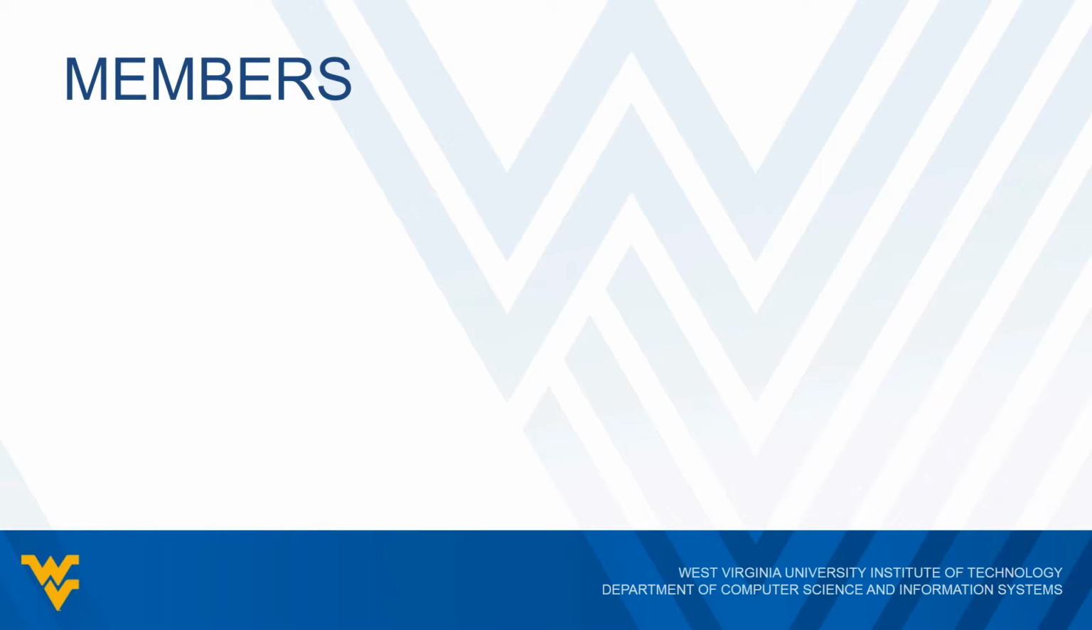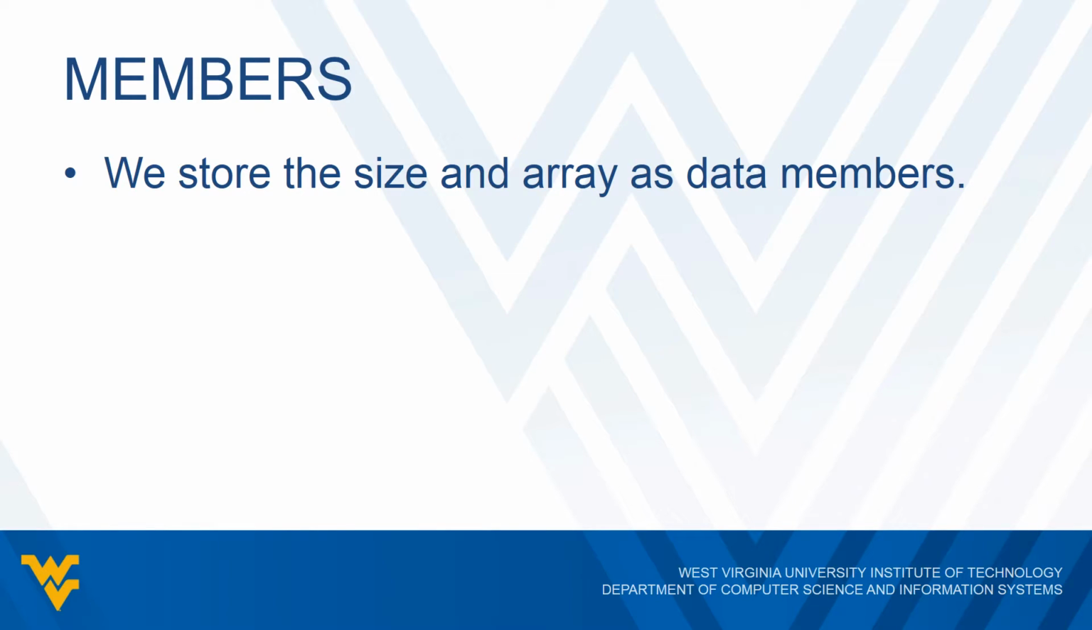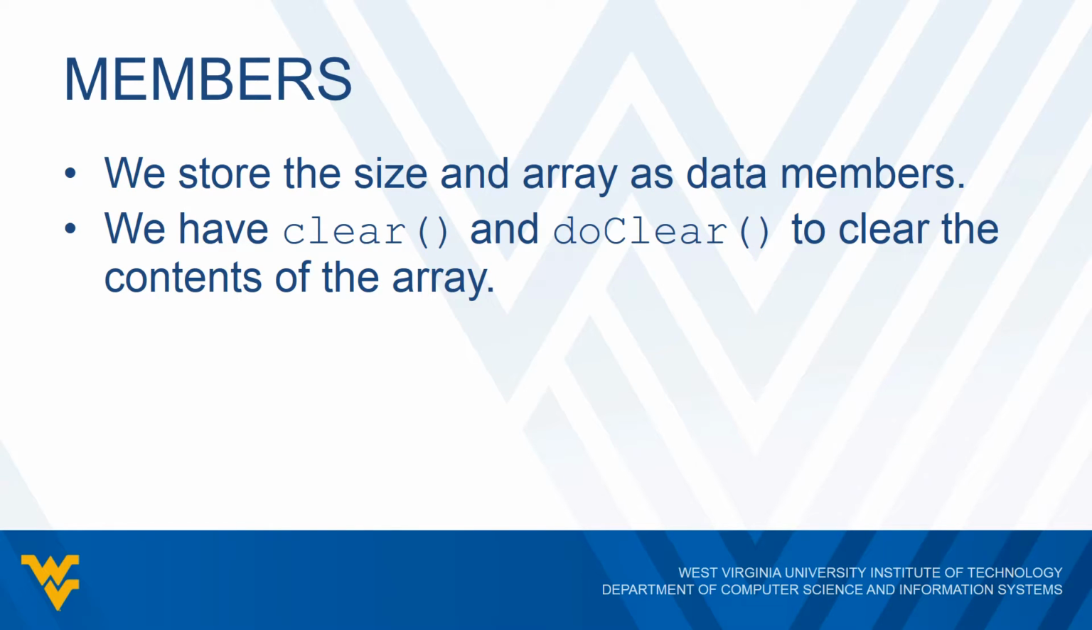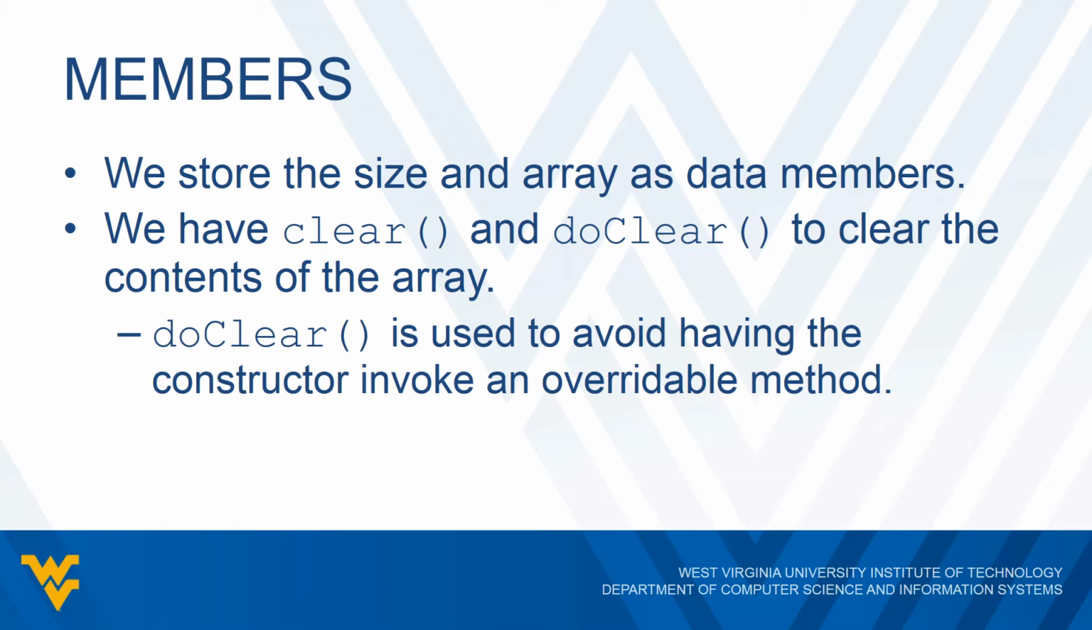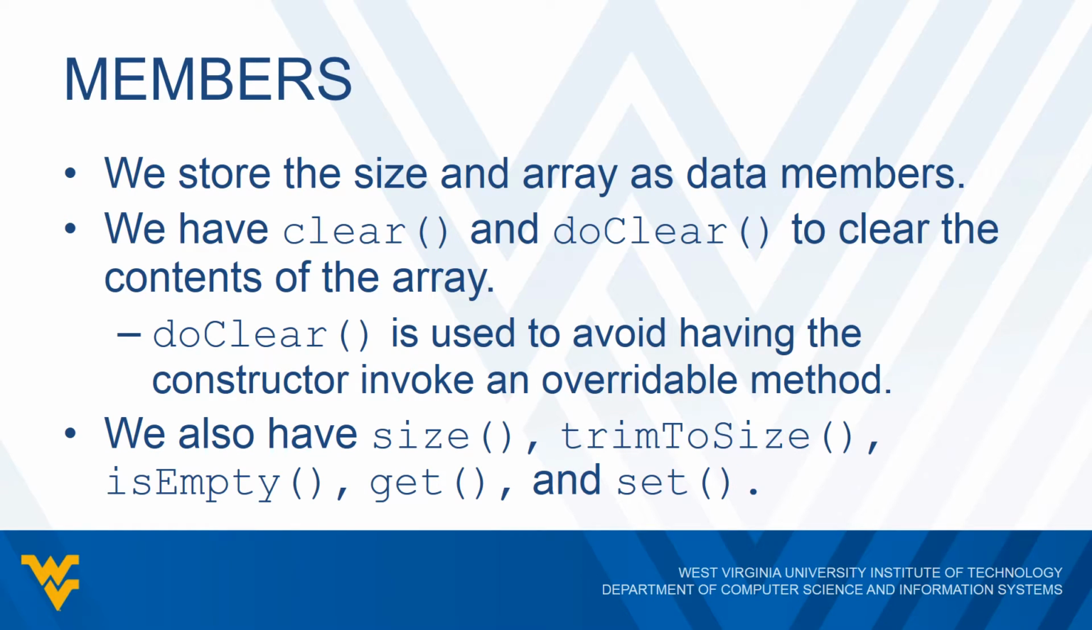We see that we store the size and the array as our data members. And then we also have a clear and a doClear method. Both of these would clear the contents of the array. Now, the purpose of doClear is so that we avoid having to invoke an overridable method in the constructor. The constructor can just call clear, but we don't want it to call an overridable method. And then we also see that we have some of the basic operations such as size, trimToSize, isEmpty, get, and set.